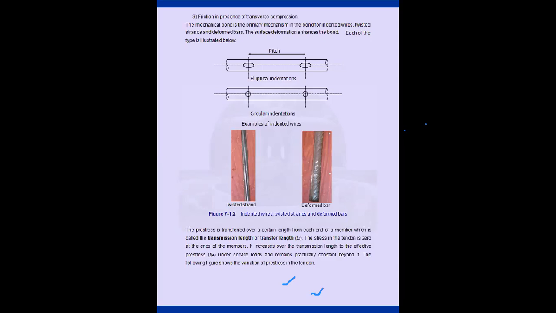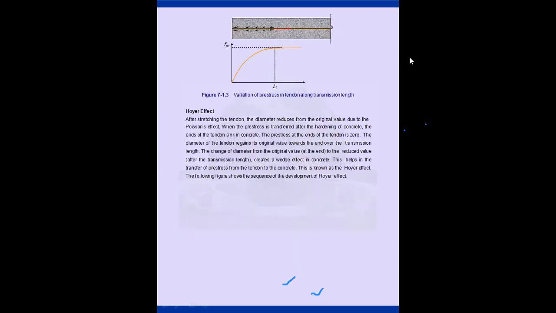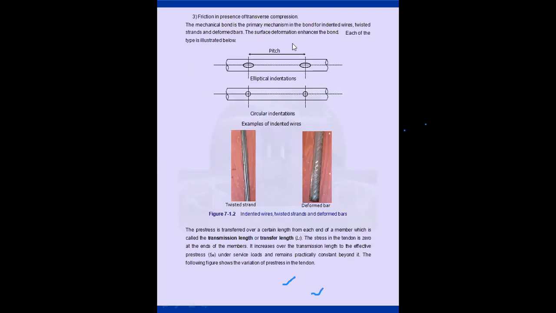And the second one is mechanical transmission, the load which is transferred from strands to the concrete. That is called mechanical transmission. And the next one is friction, friction in the presence of transverse compression. So that is what we have to know about the three mechanisms.